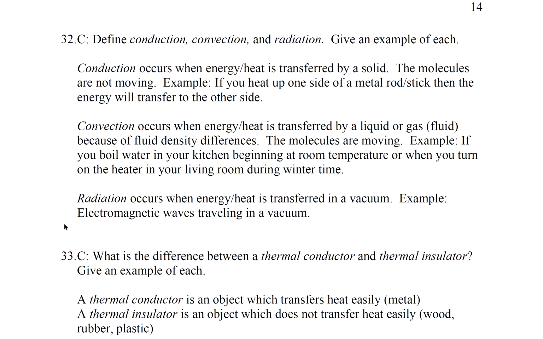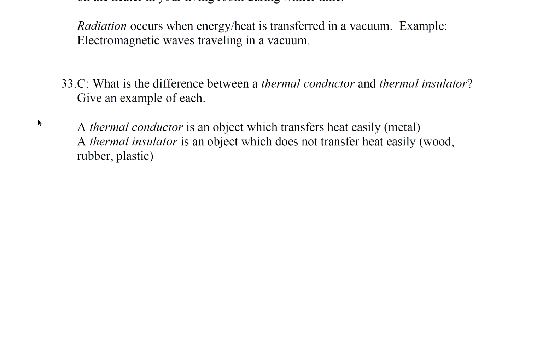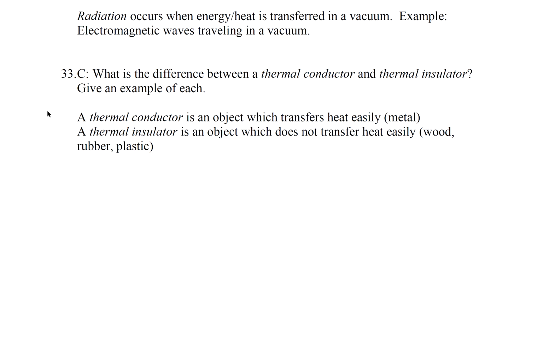Finally, radiation occurs when energy or heat is transferred in a vacuum. We'll learn more about electromagnetic waves when we learn about waves, hopefully. Question 33: what is the difference between a thermal conductor and a thermal insulator? A thermal conductor is an object which transfers heat easily, like metal, and a thermal insulator is an object which does not transfer heat easily, like wood or rubber or plastic.